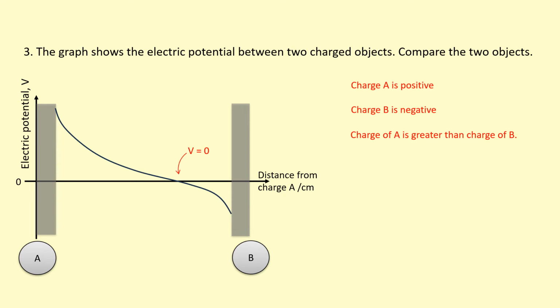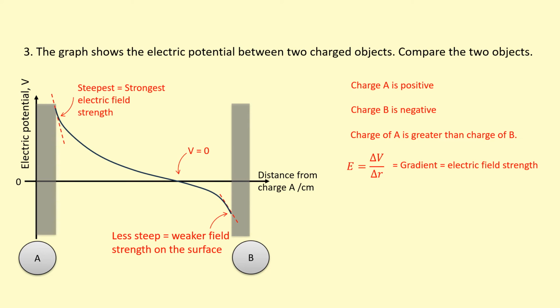Okay, and also we can see where they meet, the potential is equal to 0. That's closer to B than it is to A. So that also implies that charge A has a greater charge. Another way to analyze this graph is to use the gradient, because the gradient of a potential-distance graph is equal to electric field strength. So let's look at the field strength on the surface of both of the charges. If I draw tangents on the surface of both charges A and B, the tangent is steeper on the surface of A because it's got a greater electric field strength on the surface of A. That's what we expect if charge A had a greater charge.